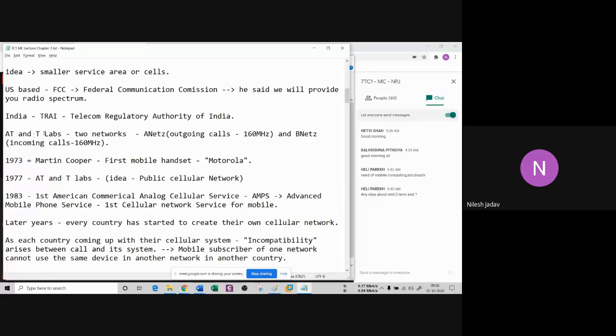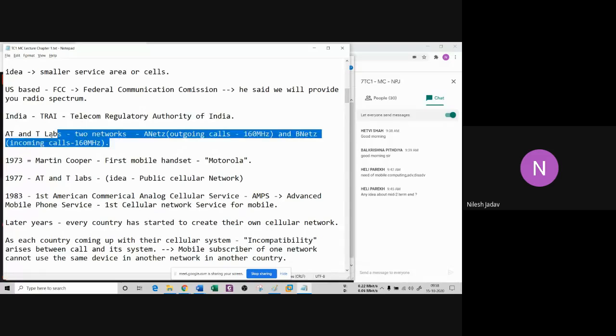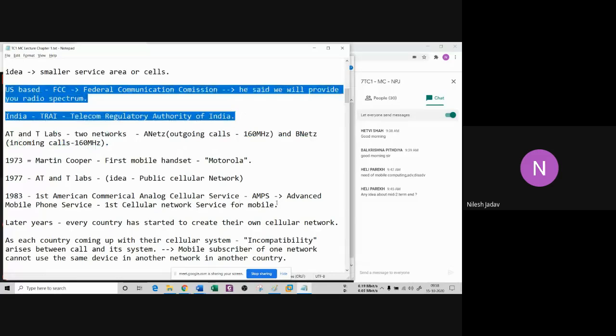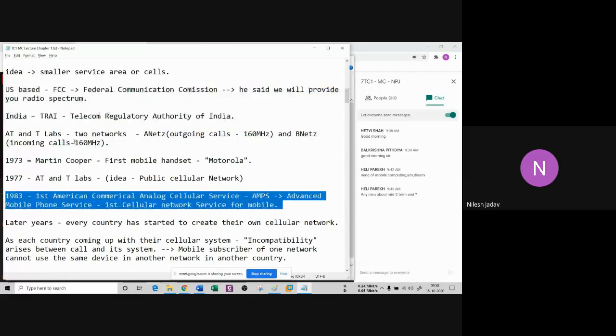Now, there might be a question from here, or there might be a question from here, or there might be a question from here. Remember that there are 3 or 4 possibilities of MCQs.